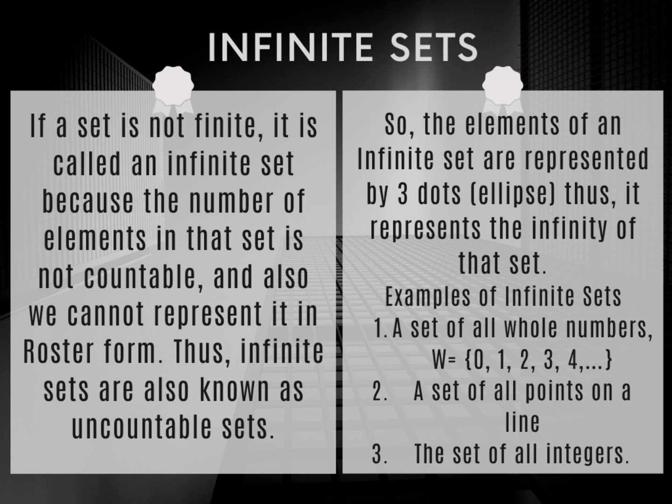So for example, the examples of infinite sets are the set of all whole numbers. Why is it the set of all whole numbers? Again, it's actually infinite. We don't know when these numbers will end. And then the set of all points on a line. If you create a line, the points there will be infinite. Then the set of all integers. So these are the infinite sets.